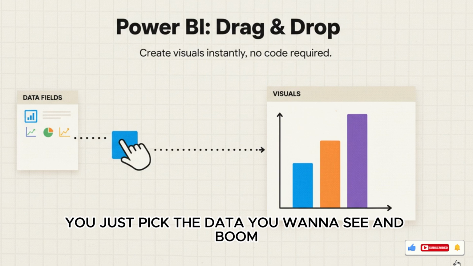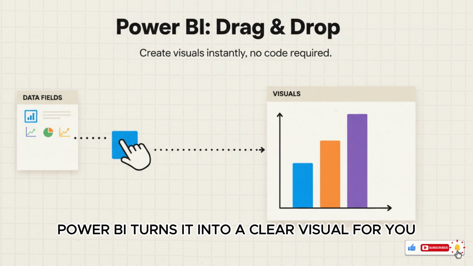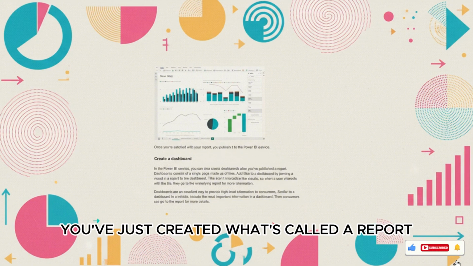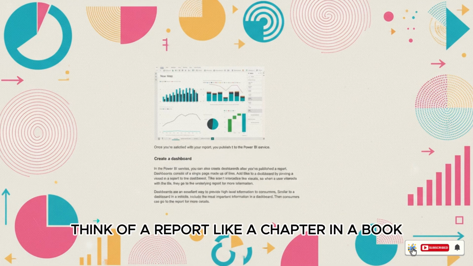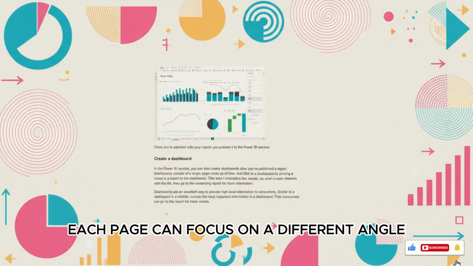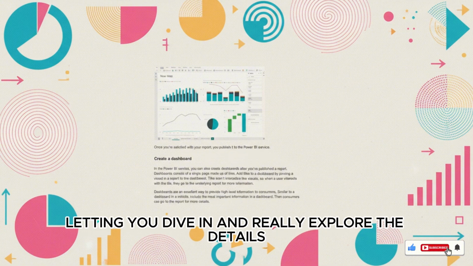You just pick the data you want to see, and boom, Power BI turns it into a clear visual for you. Now, once you combine a few of these visuals onto a single page, you've just created what's called a report. Think of a report like a chapter in a book about your data. Each page can focus on a different angle, letting you dive in and really explore the details.